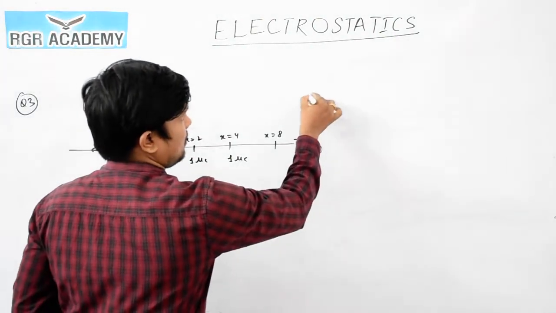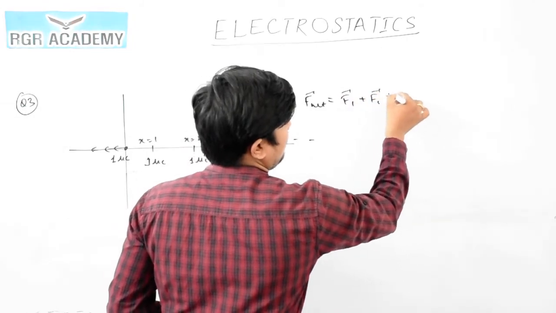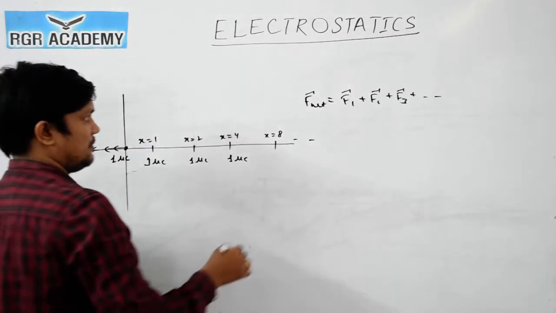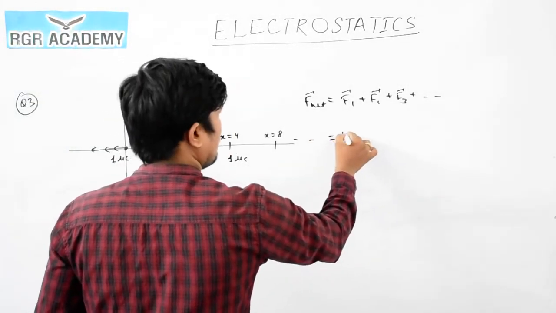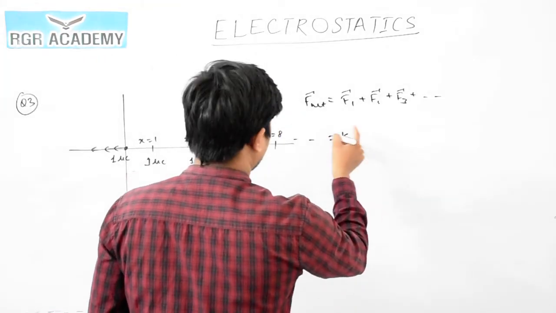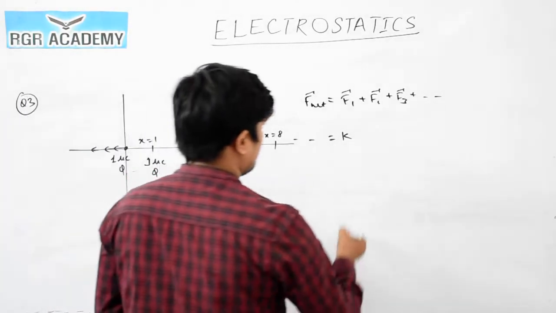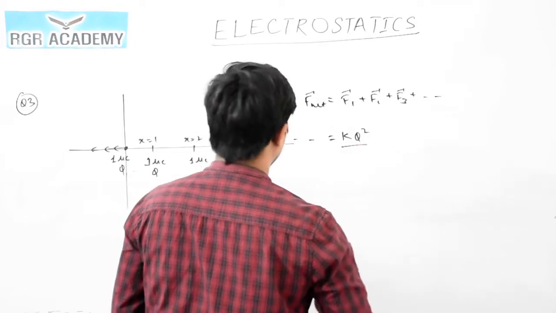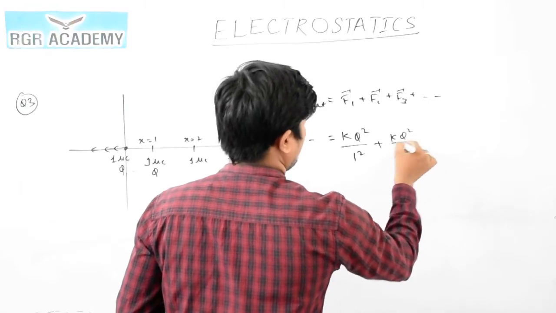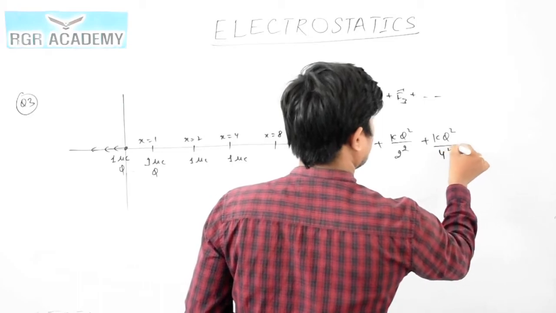So F net we can write down as F1 plus F2 plus F3. As all the vectors are in the same direction, directly we can add them. F1 will be equal to K Q1 Q2 by R square. I will take 1 microcoulomb as Q, and this is also Q. At last we will replace the values, so this will become KQ square by 1 square plus KQ square by 2 square plus KQ square by 4 square and so on.